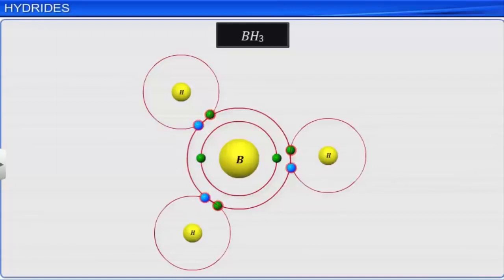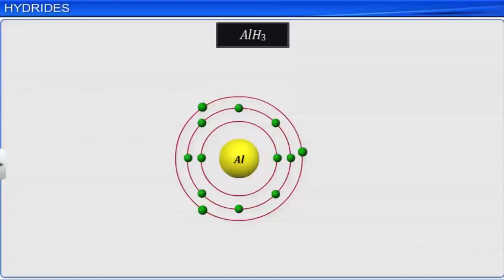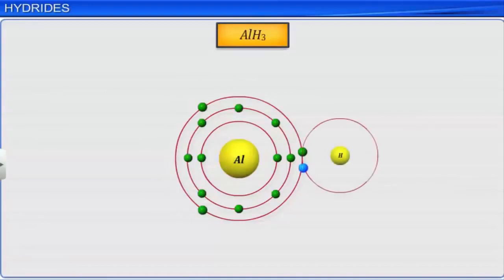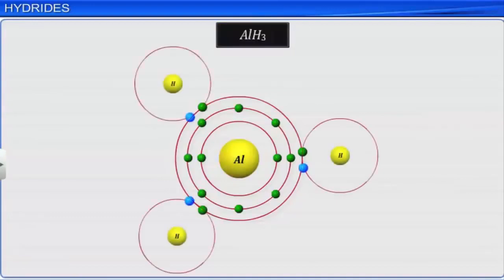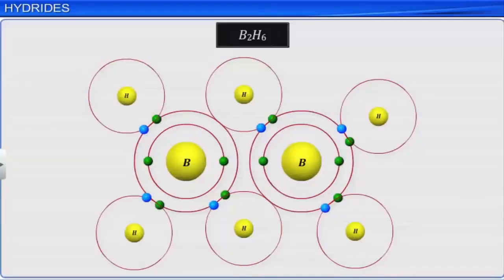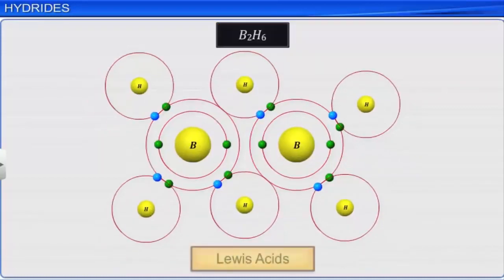Another example is aluminium hydride, or alane, AlH3. Due to their incomplete octets, these hydrides generally exist in polymeric form. For example, BH3 exists as diborane B2H6. They act as Lewis acids, that is, electron acceptors, as they are electron deficient.